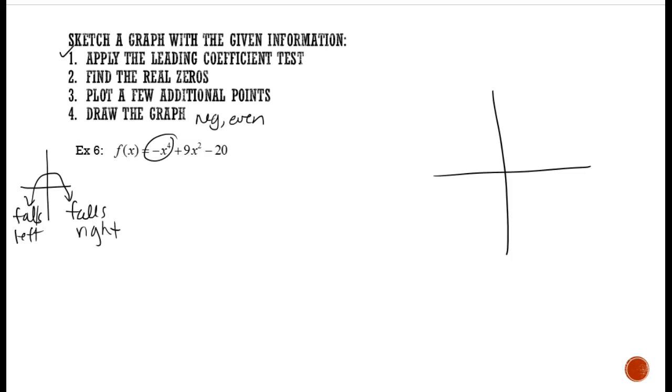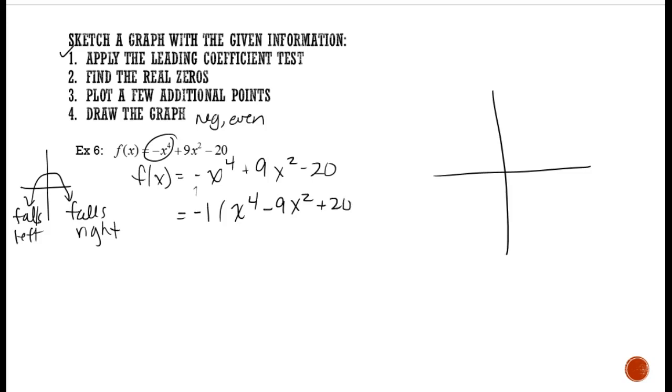Now, finding the zeros. The first thing I would do is get rid of this negative out here. Okay? And the easiest thing to do is take a negative out. That'll give me x to the fourth minus 9x squared plus 20. Now this trinomial here is factorable. And don't let the negative one throw you off. It's not going to change anything. We needed it to tell us the direction of our lines, but it's not going to change our zeros. Now we can factor this.